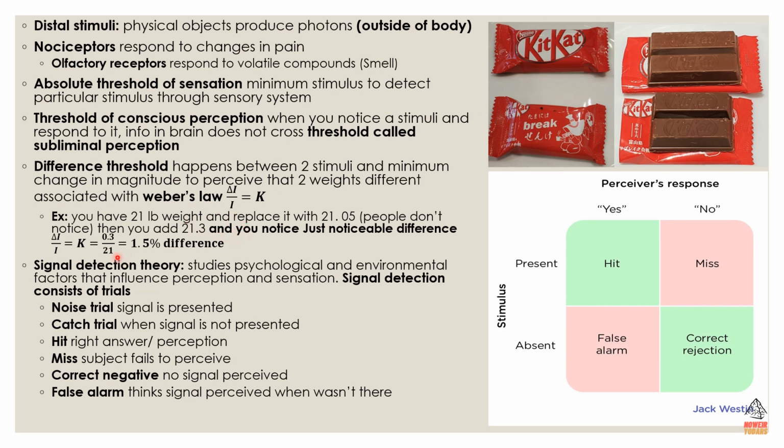So an example here, you have a 21-pound weight and you replace it with a 21.05. Most people won't notice the difference, but what if you then add a 21.3, at maybe almost 250 grams or more of weight, and then you notice a just noticeable difference, right? So it's delta of the difference. So that's 21.3 minus 21, divided by the weight of the original, and that's for instance a 1.5% difference.